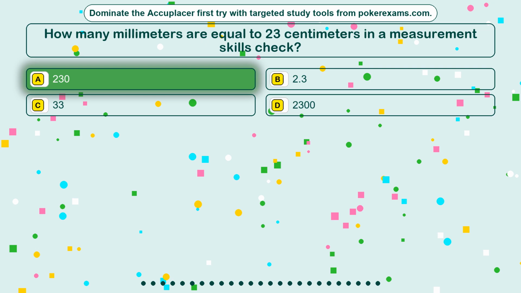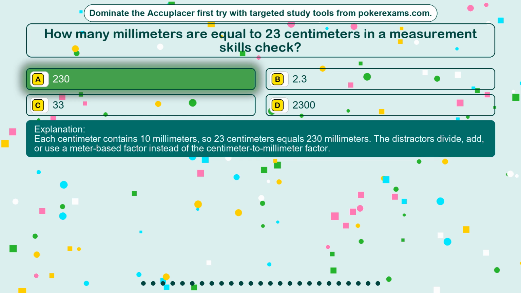The correct answer is option A, 230. Each centimeter contains 10 millimeters, so 23 centimeters equals 230 millimeters. The distractors divide, add, or use a meter-based factor instead of the centimeter to millimeter factor.